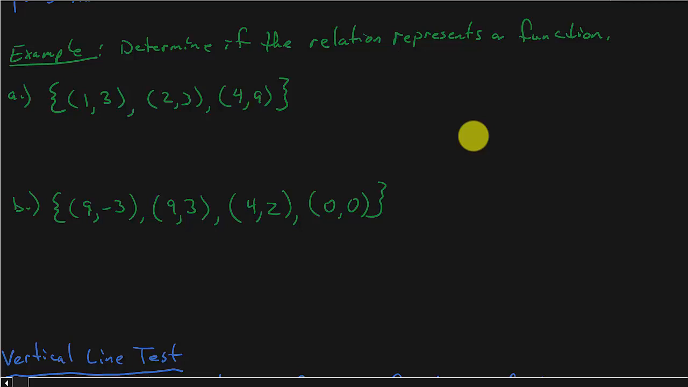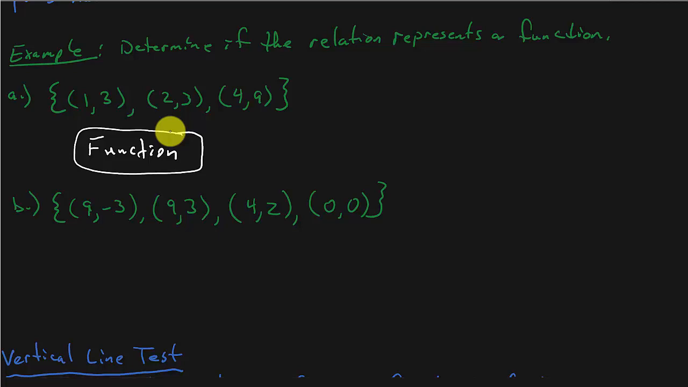So they want us to determine if the relation represents a function. For this one, we have (1, 3), (2, 3), and (4, 9). So we've got a set of ordered pairs, and this one is a function because we don't have the same x value with two different y values. And so that would make this one a function. Now, if that does not make sense to you, just bear with me while we work this next example, and after you see it worked, the first one will make sense, and I think it'll clear everything up.